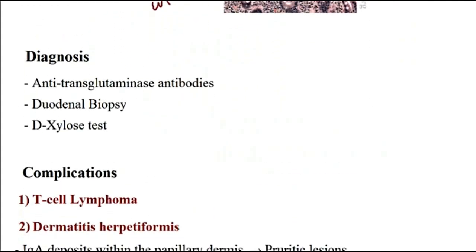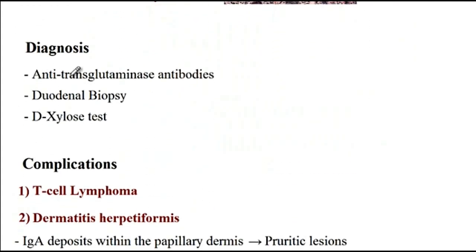As for the diagnosis, you can check for the presence of anti-transglutaminase or anti-endomysial antibodies. You can also check duodenal biopsy for the villus atrophy. And then there is this D-xylose test, which is not very specific, so it's not really recommended over the other two techniques. What happens with D-xylose is that it's a monosaccharide that does not need digestion for absorption, but rather it relies on an intact intestinal mucosa for absorption.